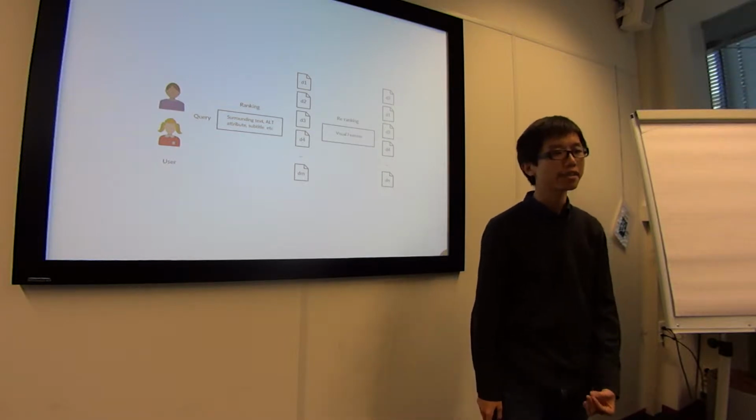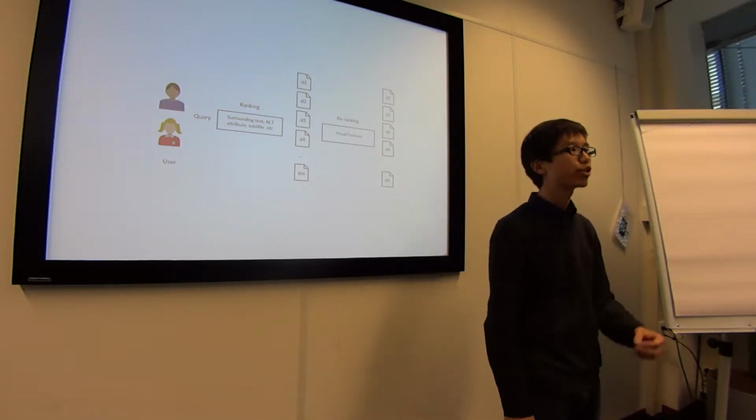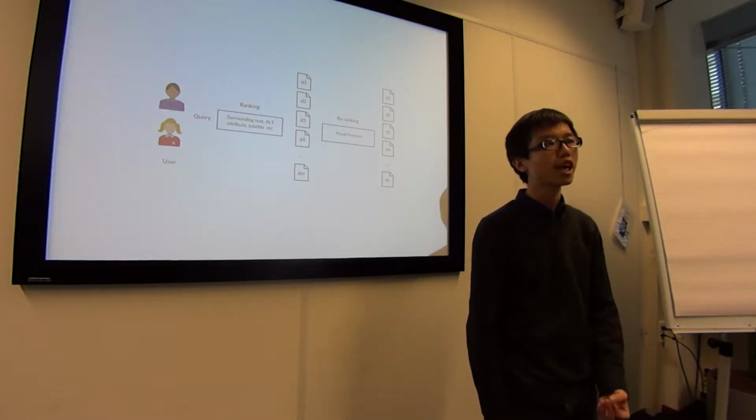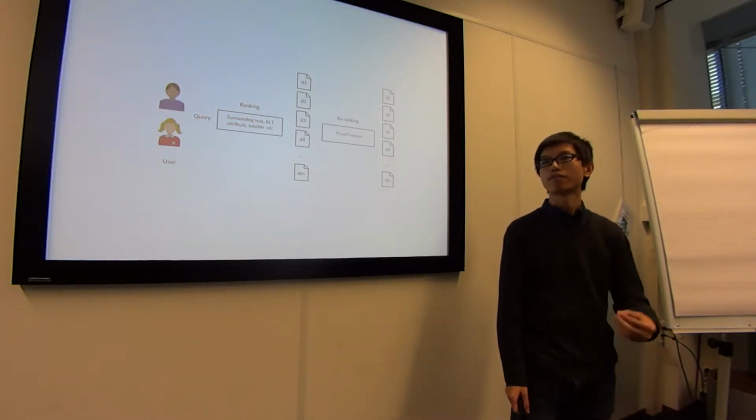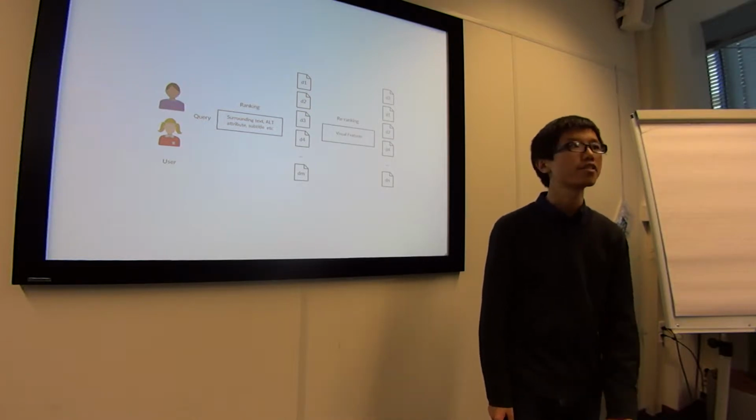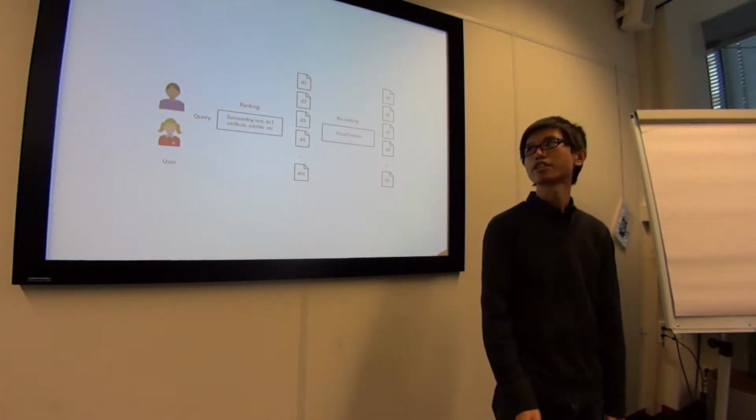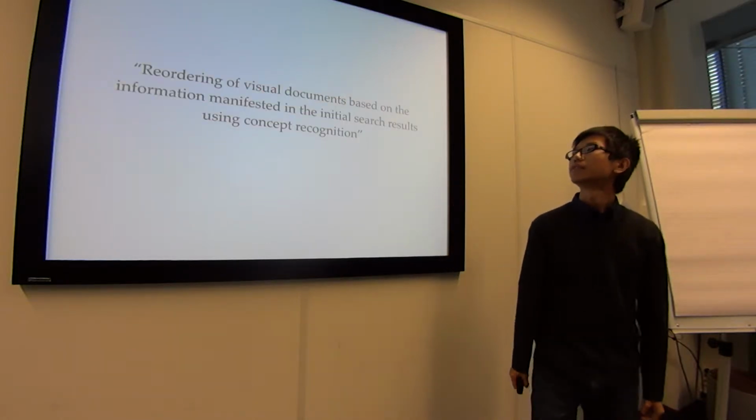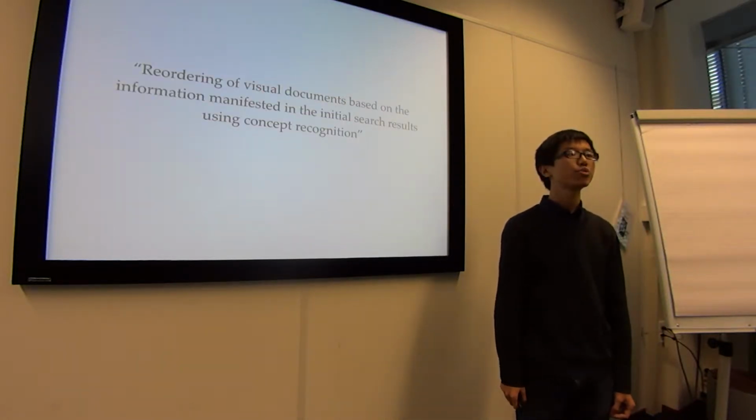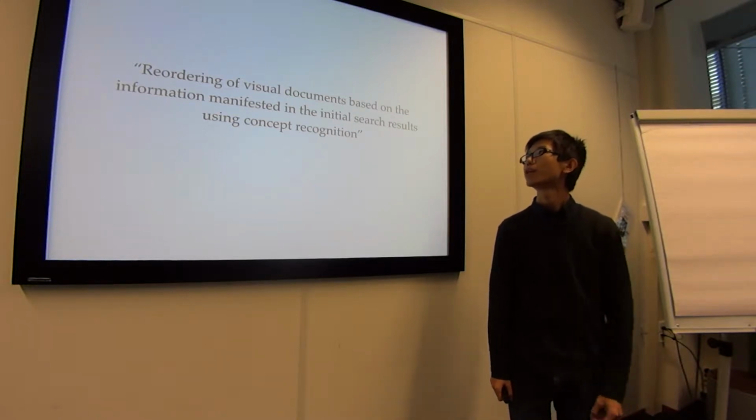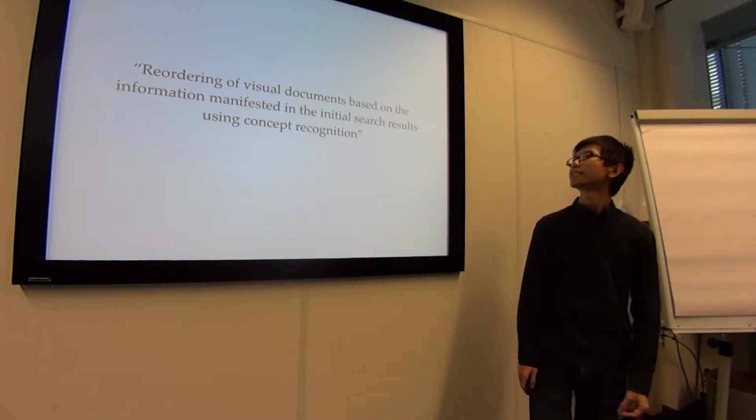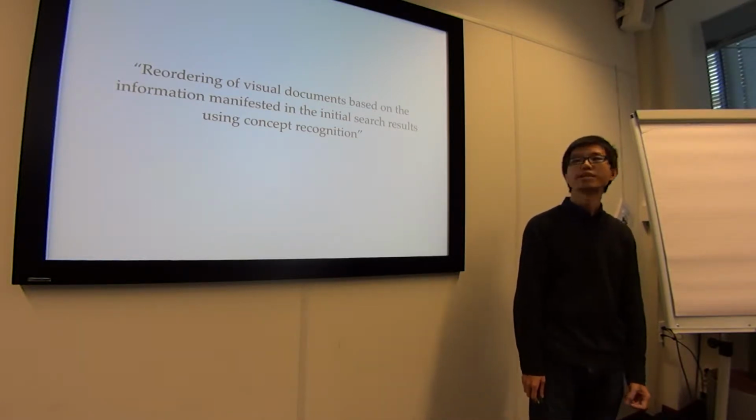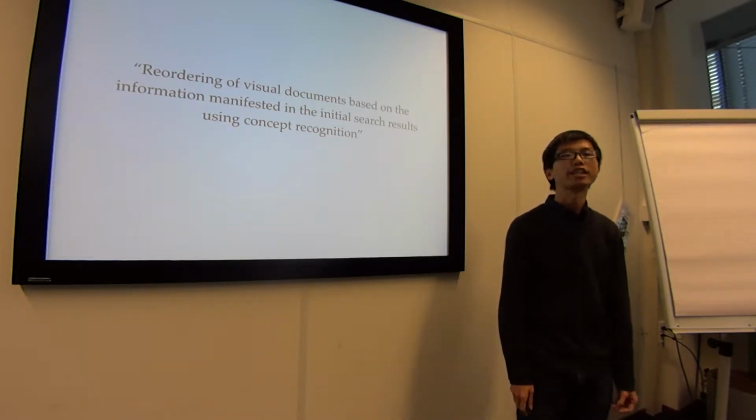The idea behind this kind of approach is we try to infer semantics. We try to infer a semantic concept from the image, and based on this semantic concept, we perform a second stage re-ranking. So this kind of concept-based multimedia search re-ranking can be defined as reordering of visual documents based on the information manifested in the initial search result using concept recognition.